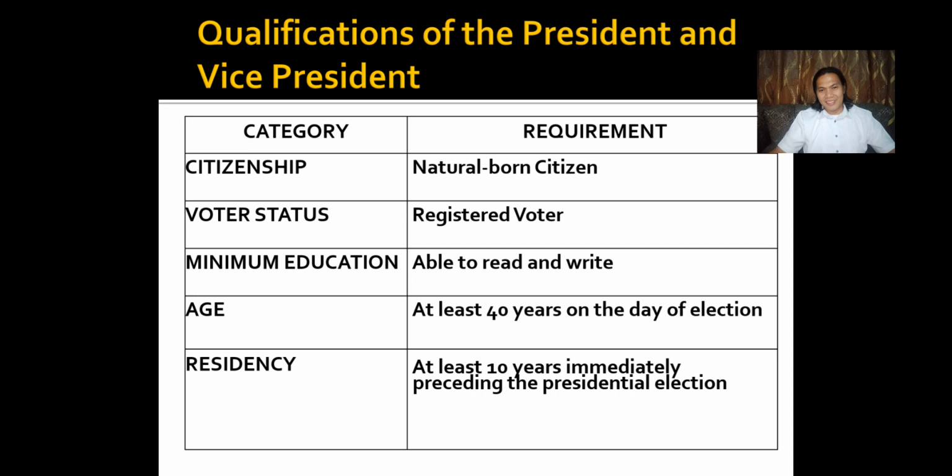Residency. The Constitution requires that those who want to become a president or vice president must be acquainted with the economic and political condition of the country in order to gain insight on how to run the country in case they are elected into the office. Thus, it requires that both candidates must reside in the country at least 10 years immediately preceding the election.